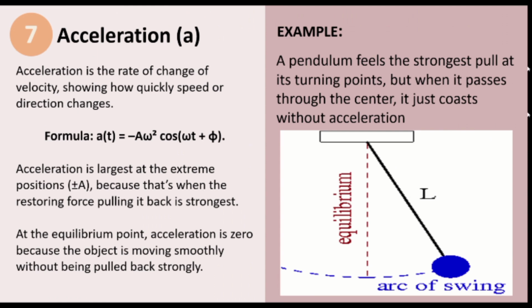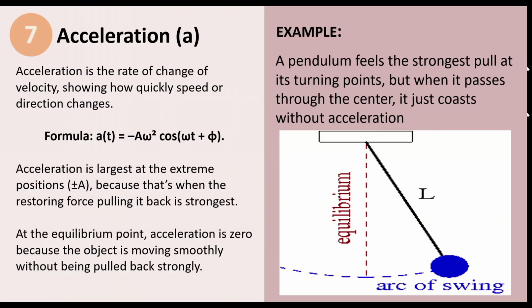Acceleration is largest at the extreme positions because that's when the restoring force pulling it back is strongest. At the equilibrium point, acceleration is zero because the object is moving smoothly without being pulled back strongly. Think about this. When a pendulum reaches its highest point, what's trying to pull it back? Right, gravity. That's why acceleration is greatest at those turning points.